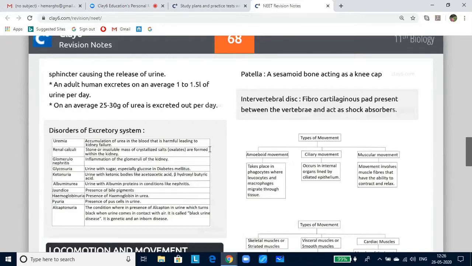Skin eliminates certain waste with sweat such as NaCl, some urea, lactic acid, etc. Sebaceous glands in the skin eliminate substances like sterols, hydrocarbons and waxes through sebum.